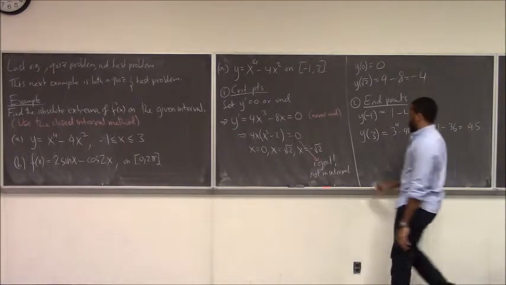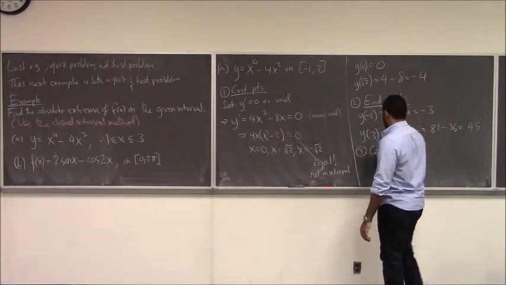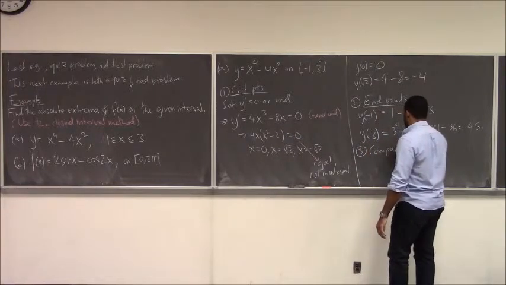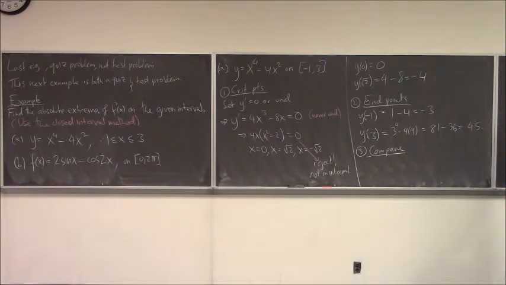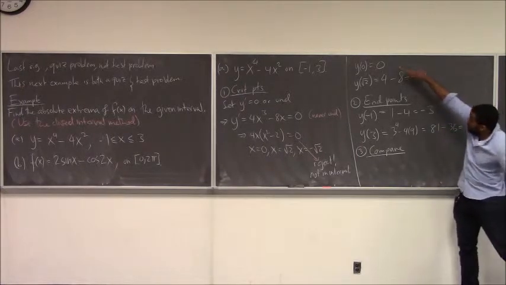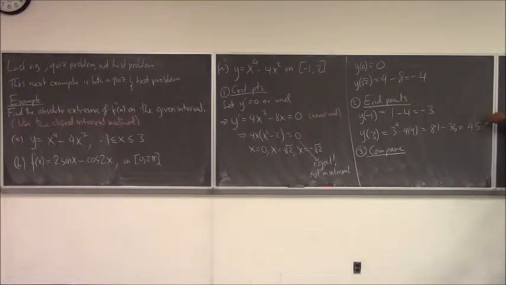So now that brings us to step 3. We're going to compare. Basically, in steps 1 and 2, I found a bunch of y values. All I'm going to do now is go through those and pick out the largest and the smallest ones. Okay? So I have 0, -4, -3, and 45. 45 is obviously the largest one.